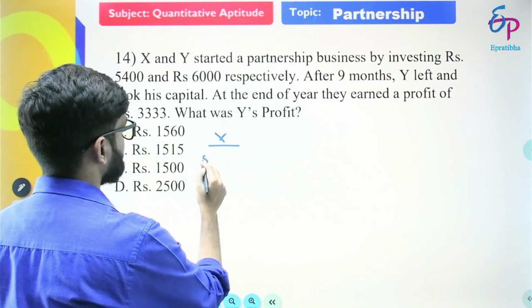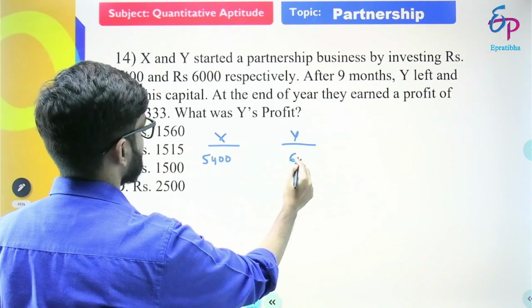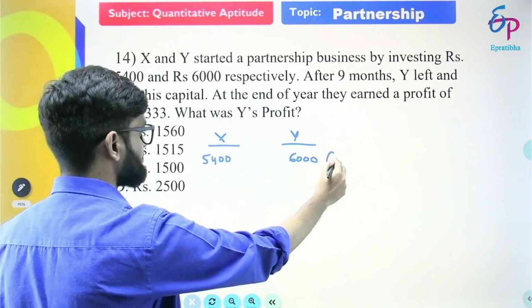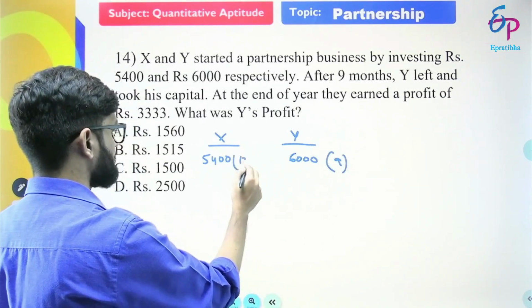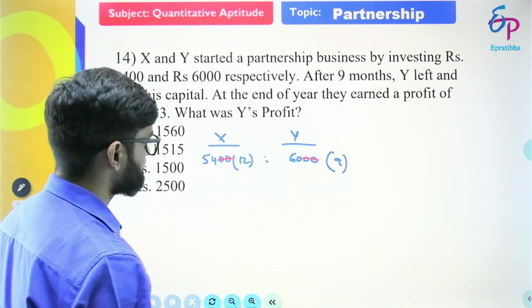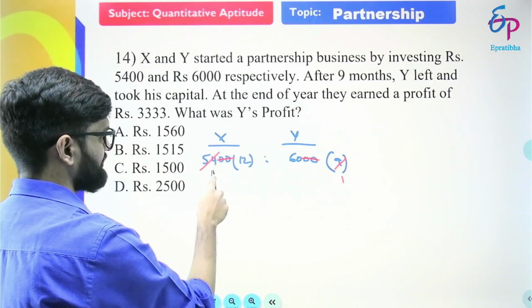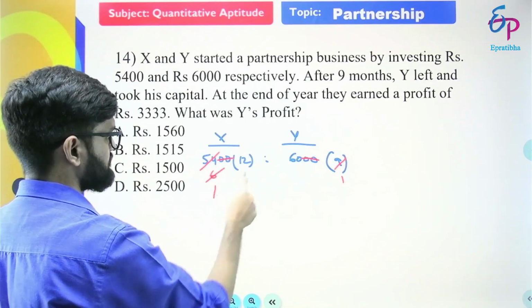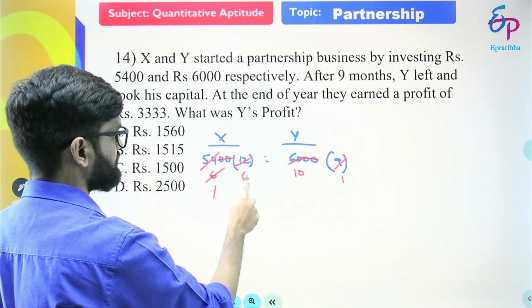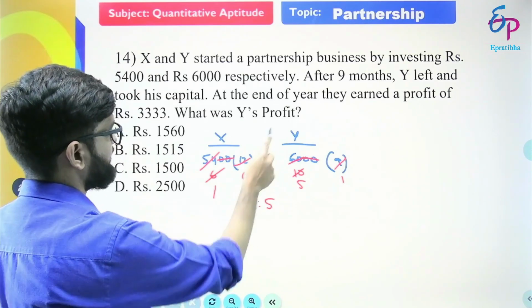X is 5,400. Y is 6,000. After 9 months, Y left. So Y is there only for 9 months and this guy is there for 12 months. So let's check. Zeros cancel. 9 ones are 9, sixes, 6 ones are 6, tens are. So 2 6 are, 2 5 are. So the answer is 6:5. But Y's profit I want.